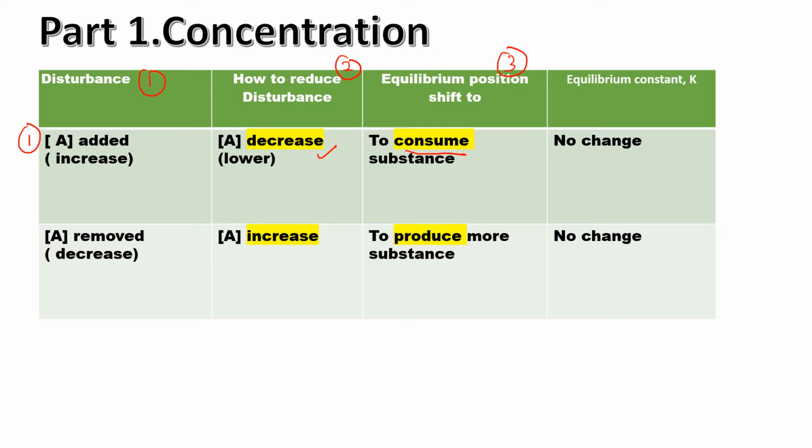Now the second case: if a concentration is removed, let's say you produce a product and you remove it, then the concentration decreases. So how do you reduce the disturbance? You must increase the concentration. How do you increase the concentration in the system? You must shift to the side which can produce more substance. Once you know the right direction, whether to consume or to produce, you can predict whether the system will shift to the left or to the right side.